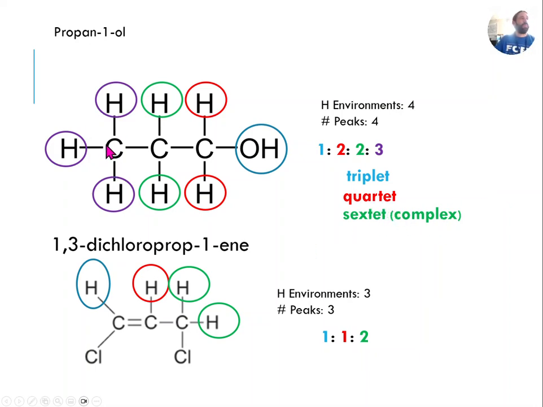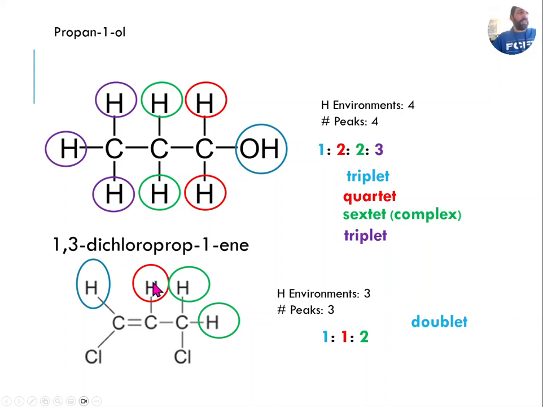And finally, for the purple environment, there's only 1 adjacent atom, and it has 2 hydrogens on it, so that peak will be a triplet. For 1,3-dichloropropane, I did the blue one first. If I wanted to determine the splitting pattern for this blue environment, I look at the adjacent carbon atom. Since there is 1 hydrogen atom on it, that will be a doublet.